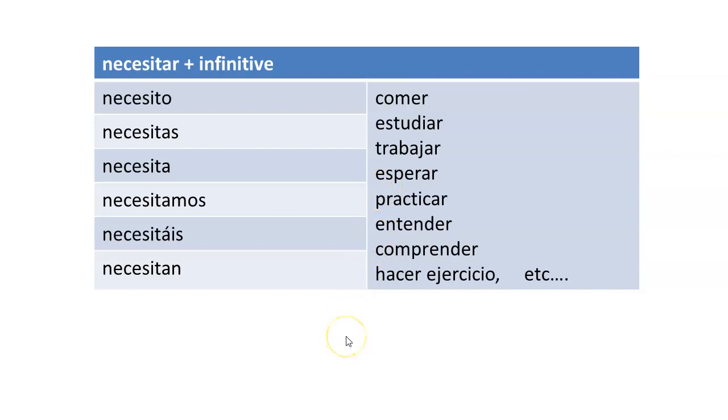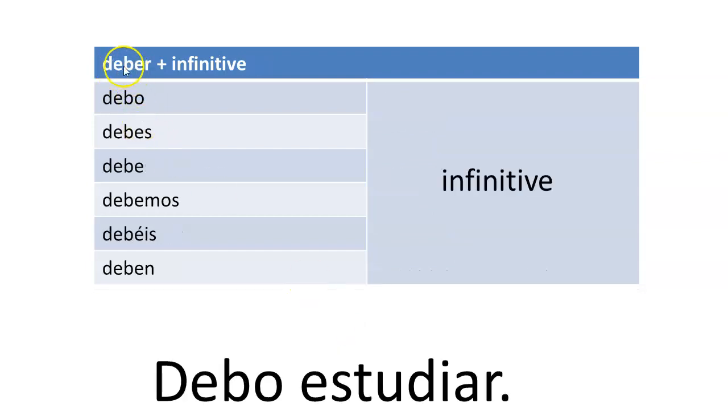Okay, so let's look at some other modal verbs and some examples. Deber is commonly translated as should or must. If you want to say that you should do something or you must do something, it is deber plus the infinitive. Deber, the nice thing is it's a regular verb, so debo, debes, debe, debemos, debéis, deben, plus your infinitive. An example with this one is I should study, I must study. Debo estudiar.